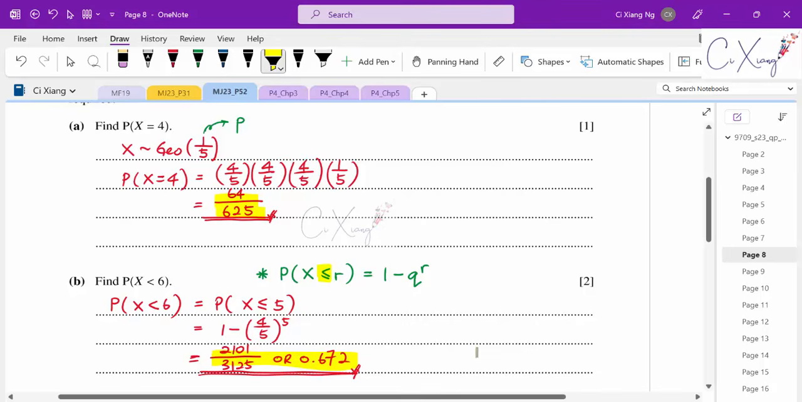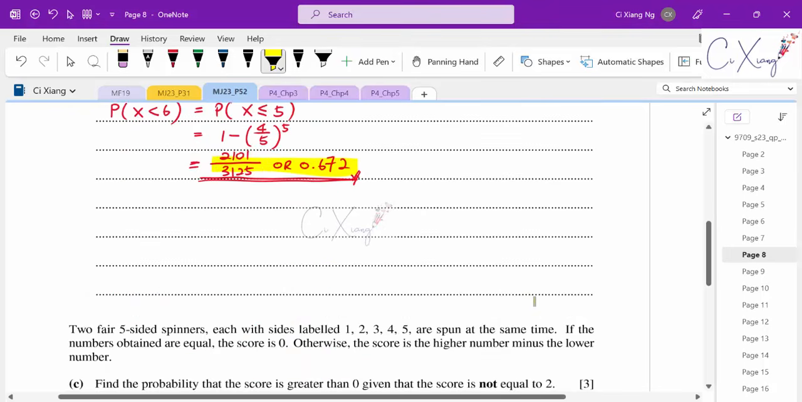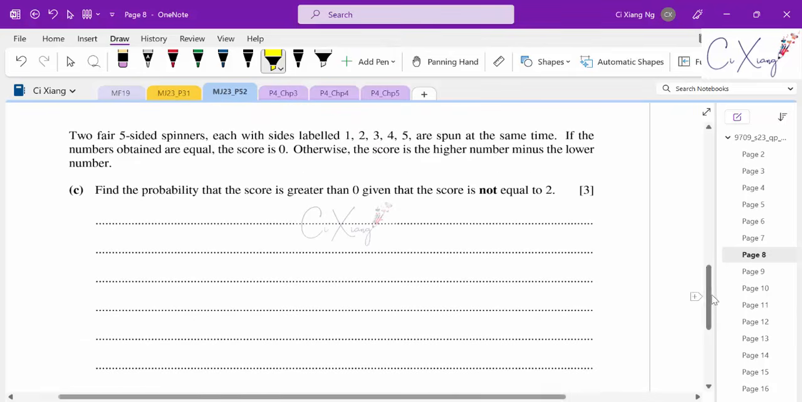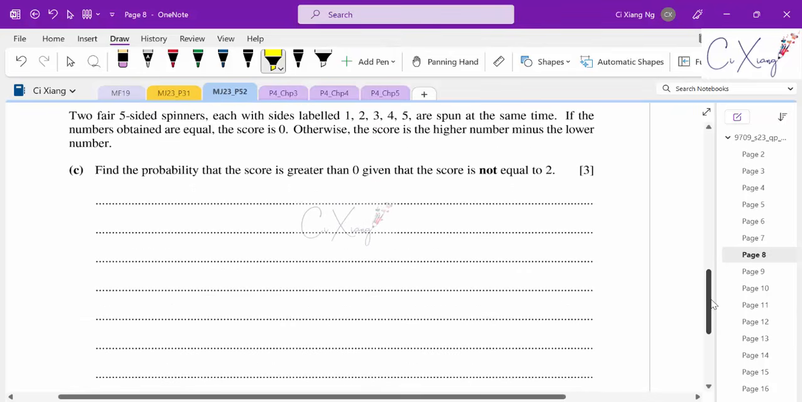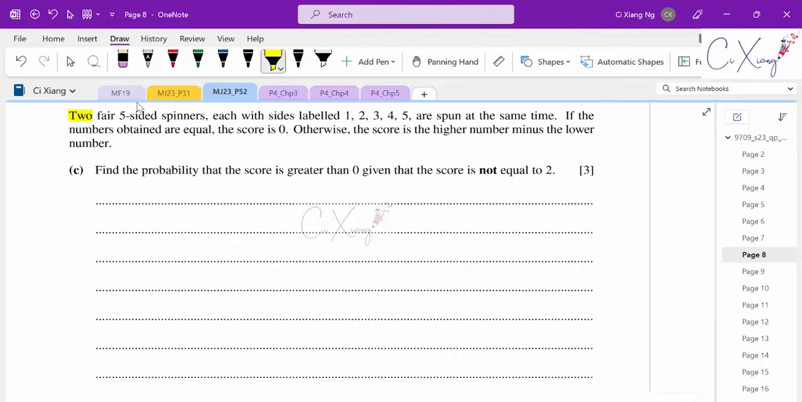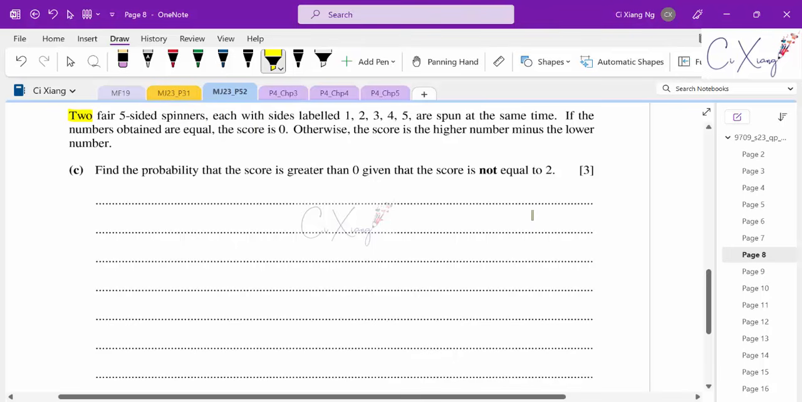Now let's continue further to part C. For part C, they are saying that I have two fair five-sided spinners, also labeled 1, 2, 3, 4, 5, spun at the same time. If the numbers obtained are equal, then the score is 0. Otherwise, the score is the higher number minus the lower number. Find the probability that the score is greater than 0, given that the score is not equal to 2. Before I can calculate this probability, we have the event where we have two spinners.